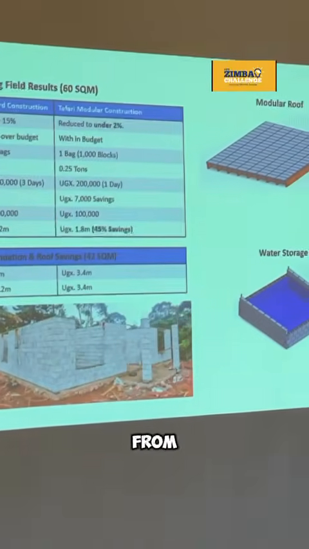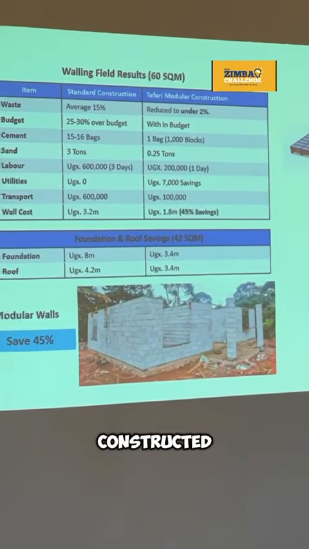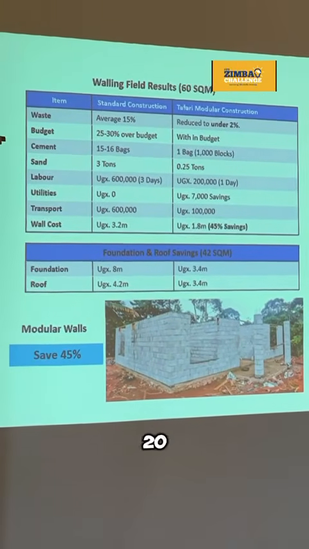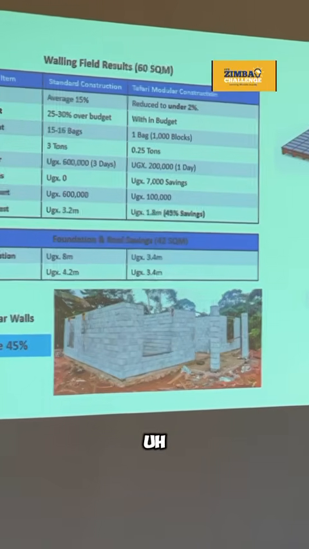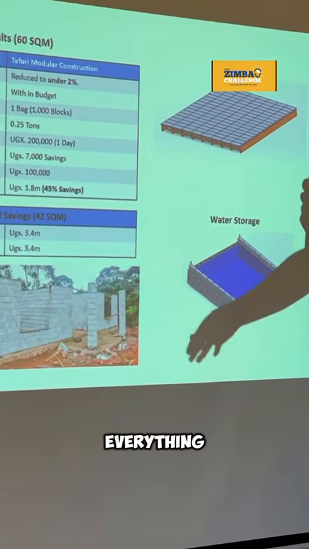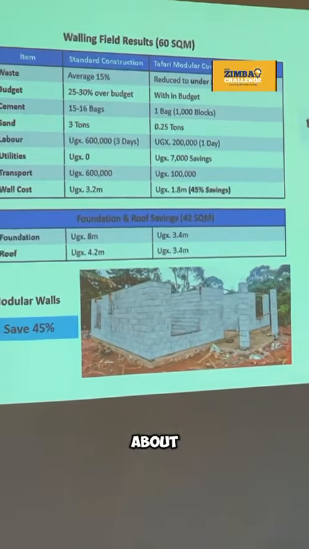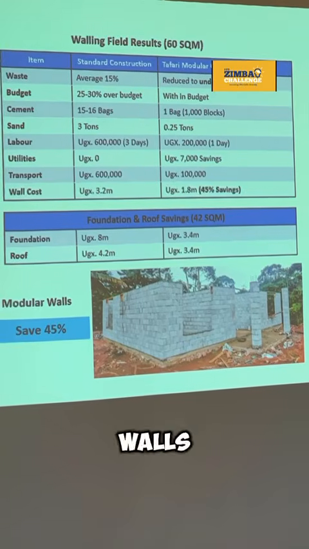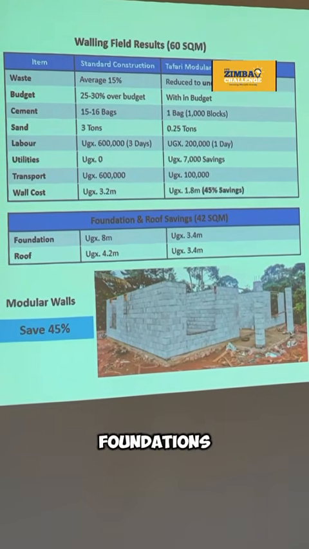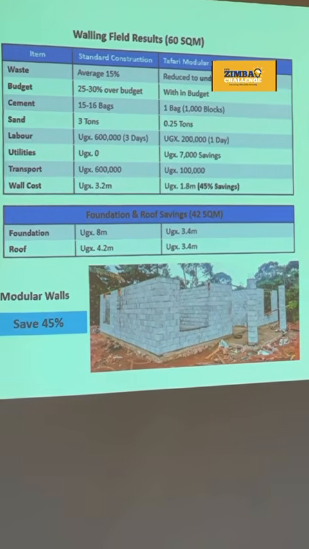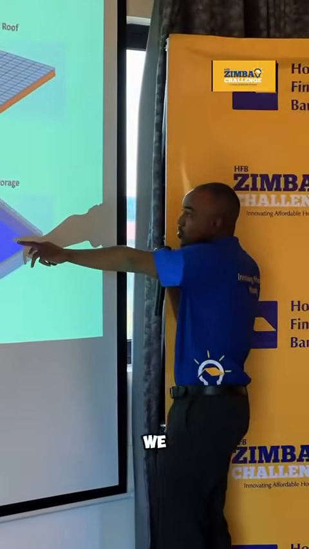Where do I get these numbers from? We've been constructing. I've constructed about, now we're getting to about 20 homes. And I'm not going to explain everything, but you get savings of about 45% on our modular walls. And if you do our foundations that are modular, this is what you have. This is where we store our water.